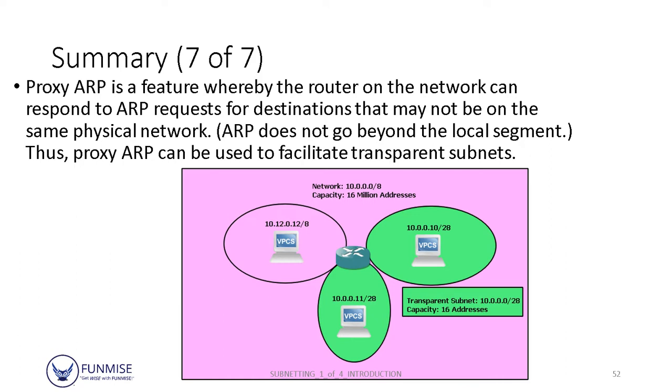Final summary slide. Let's not forget Proxy ARP. Proxy ARP is a feature whereby the router on the network can respond to ARP requests for destinations that may not be on the same physical network. Note that ARP does not go beyond the local segment. Thus, Proxy ARP can be used to facilitate transparent subnets.